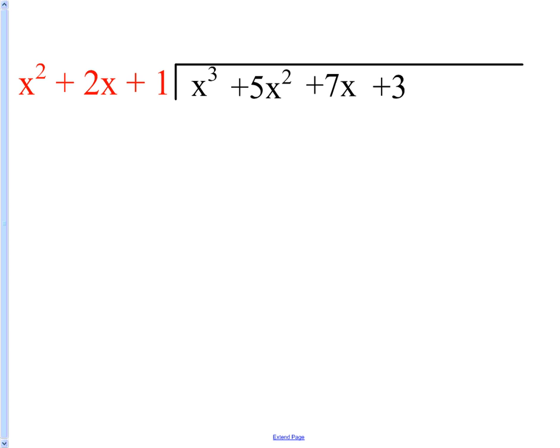Okay, this one is a trinomial on the outside. Now, by the way, just in case you want to know, there are two words for the thing on the inside and the thing on the outside. One's the dividend and one's the divisor. And it's really easy to get them confused, so I made up a little saying that helps me remember it.